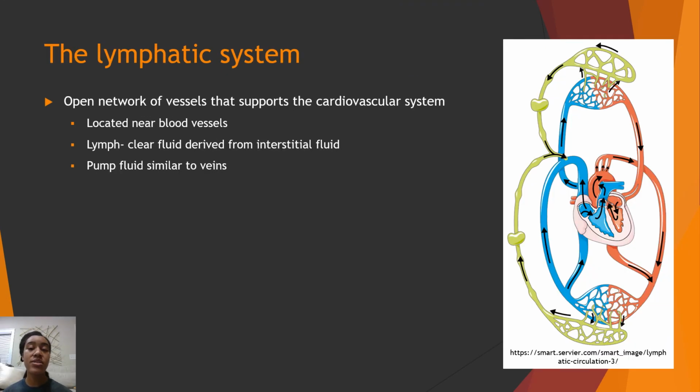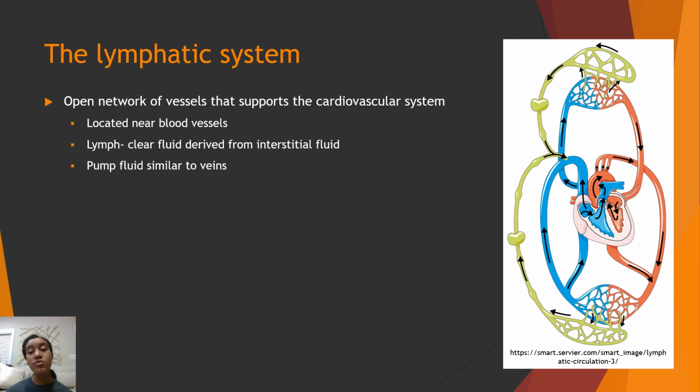Thus far in this presentation, we've been talking about the cardiovascular system, but we have another circulatory system in vertebrates as well, the lymphatic system. And the lymphatic system is an open network of vessels that supports the cardiovascular system. And it actually runs alongside the cardiovascular system as well. But instead of carrying blood, it ferries a clear liquid derived from interstitial fluid called lymph.